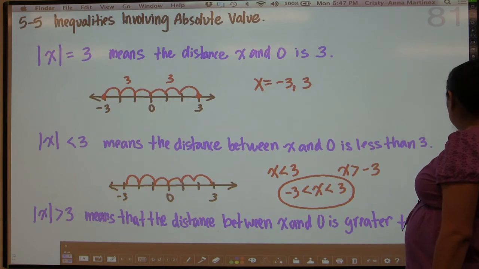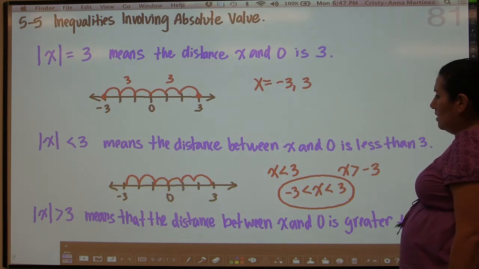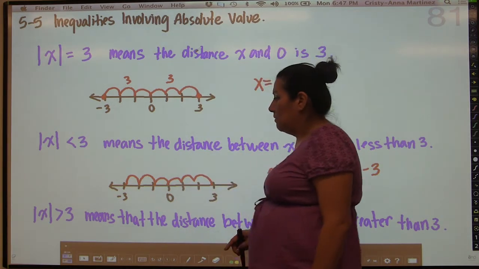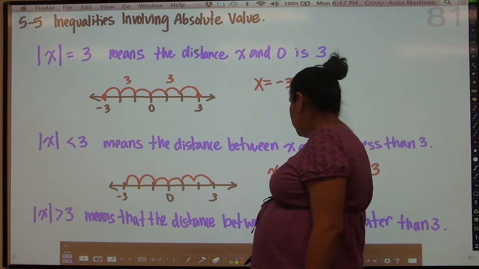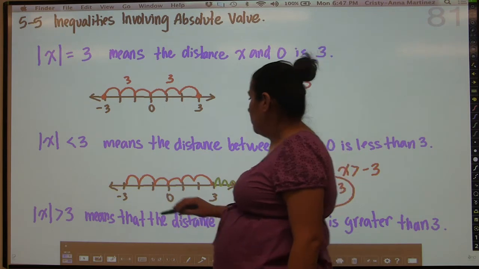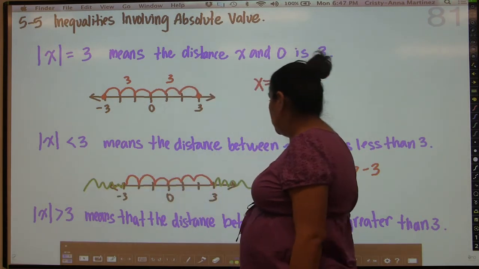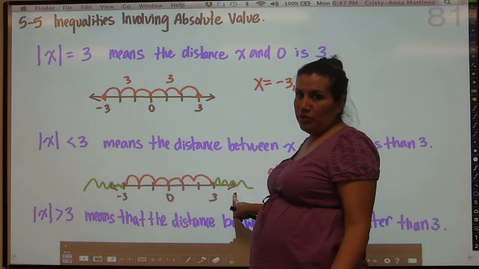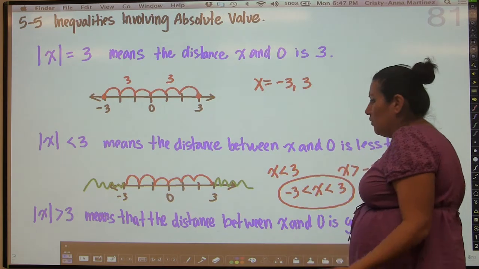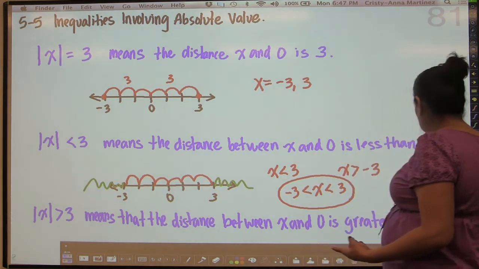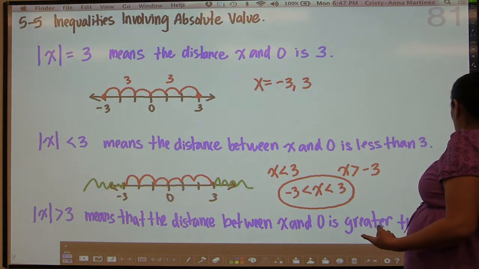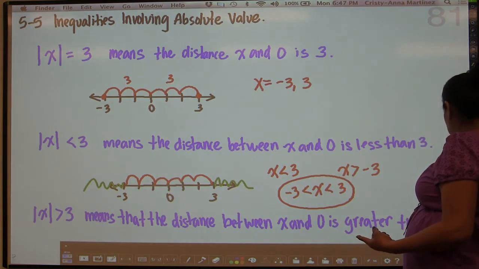And then of course, what if you're looking at, let's pick a different color here, what if you're looking at greater than 3? Well, now you want the distance between x and 0 to be greater than 3. So that would now include all of this area over here and this area over there. For example, the number 4 would be more than 3 units away from 0. The number negative 4 would be more than 3 units away from 0. But now if you want to write that compound inequality, you're looking at x greater than 3 or x less than negative 3.